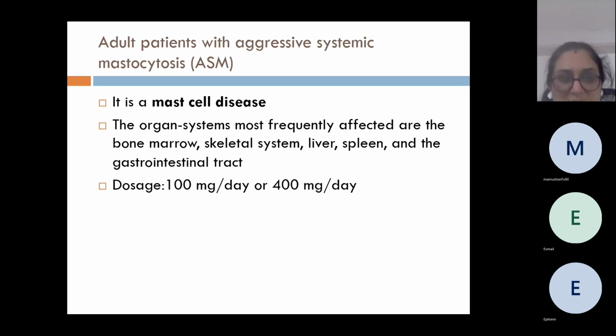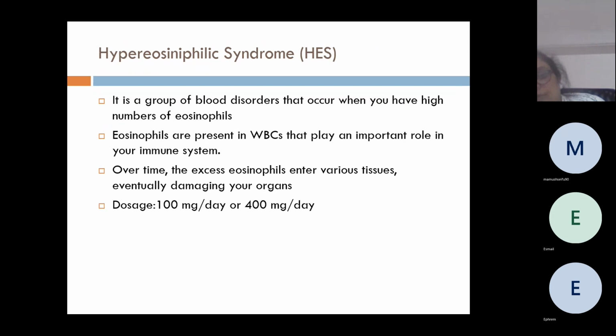Okay, so you have huge number of mast cells which are abnormal, and they affect all these organ systems like bone marrow, skeletal system, liver, spleen, and GI tract. Therefore, it requires treatment, and the dose here is 100 mg per day to 400 mg per day. But this you will have to check in your areas whether the doctor is using, and these type of patients are coming. If you have aggressive systemic mastocytosis patients coming in, then of course you can promote imatinib.